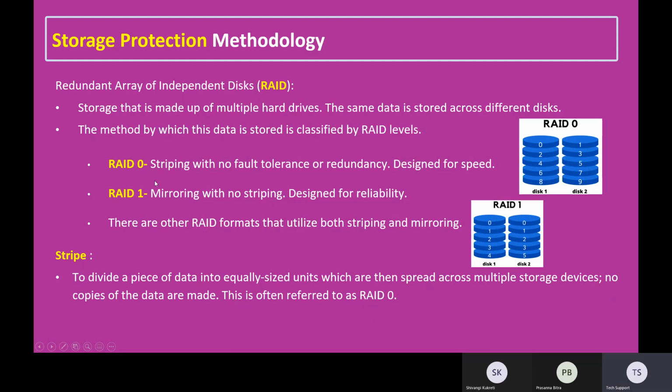Okay, and the main terminology for RAID 1 is disk mirroring, and the RAID 0 terminology is disk striping. There are other RAID formats that utilize both striping and mirroring. For example, RAID 5 will copy the data with striping with parity. Okay, like that. Suppose RAID 10. In RAID 10, one part is mirroring, so RAID 10 means mirroring plus striping.